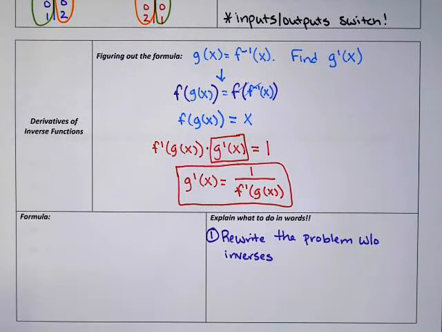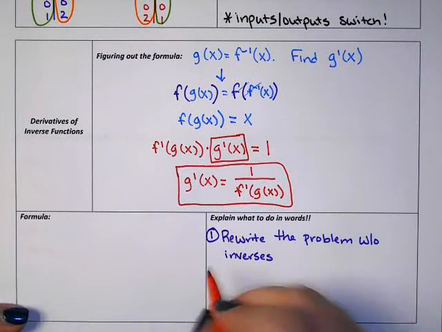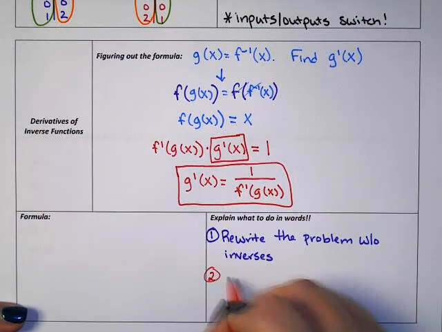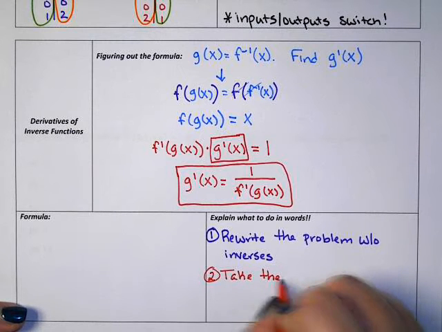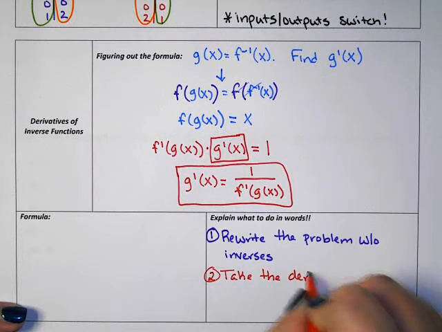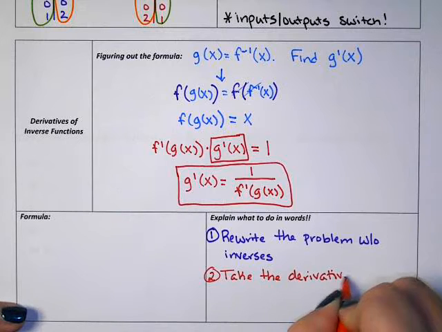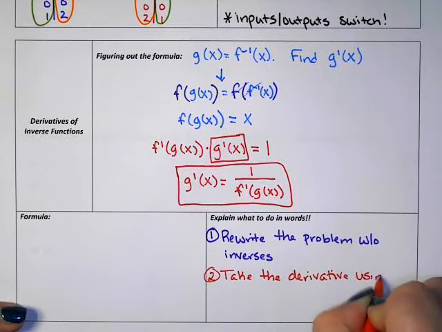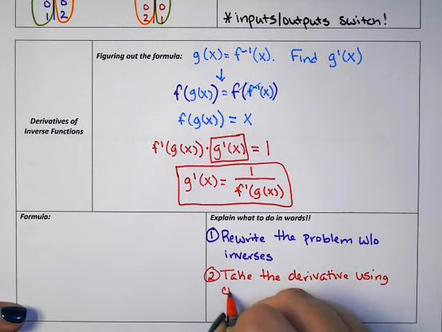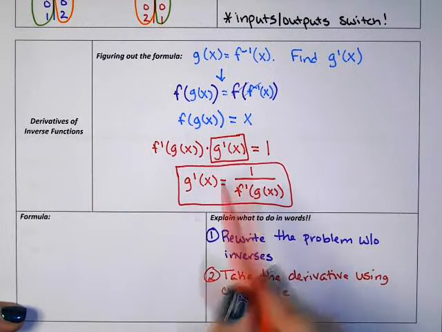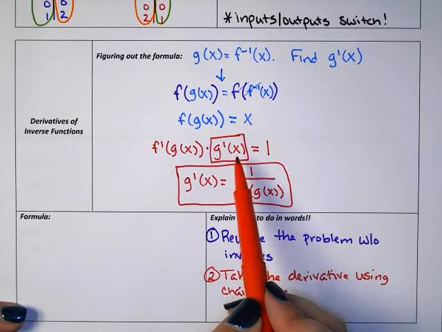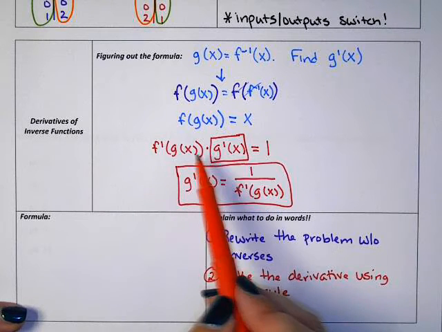The next thing we are going to do is we are going to actually take the derivative using chain rule. Right, that's where this g prime of x actually even came in, was from the chain rule up here.